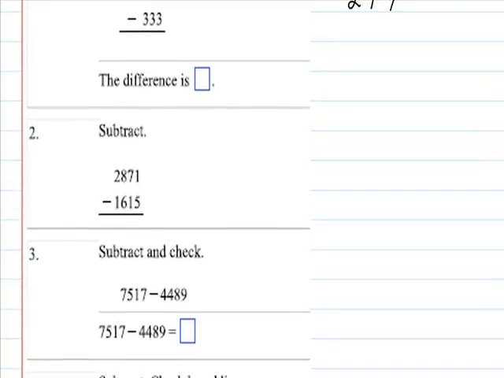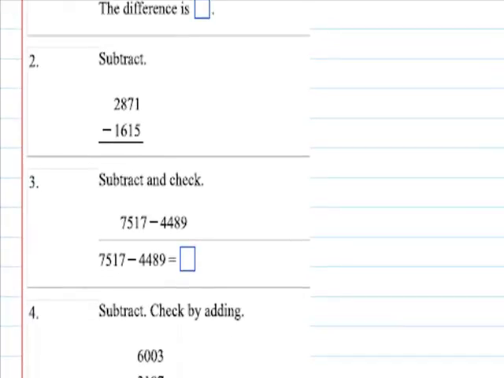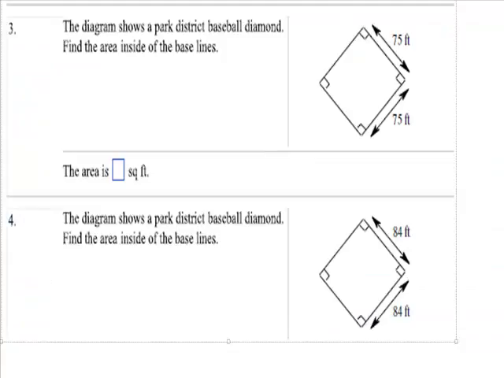Let's look at another one. We have 2,871, and we're subtracting 1,615. Line them up nicely. Please try to be neat. So can I take 5 from 1? No. So I go to the next place value.